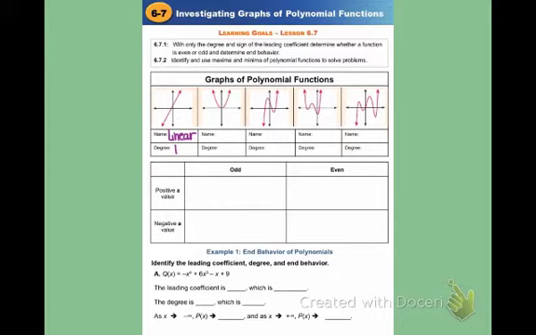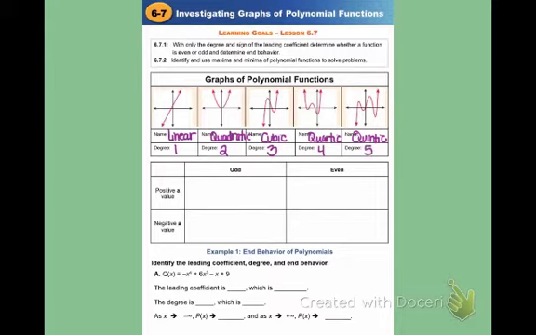The second one is probably also very familiar. That's quadratic, and it, of course, is degree 2. We've studied those a lot. The third one is a cubic function, and it's degree 3. The next one is a quartic function, and so the degree is 4. And finally, the quintic function, and it has degree 5.